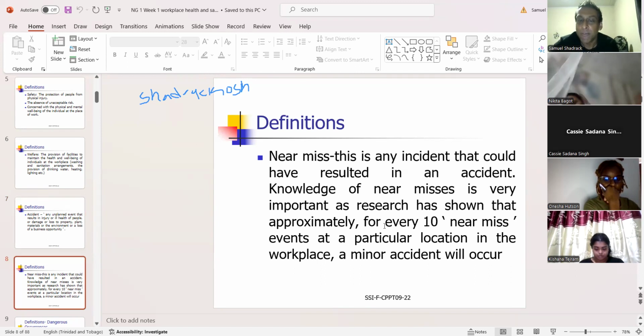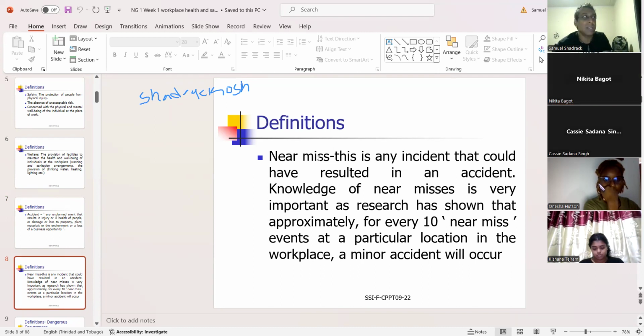So we have what is a near miss. A near miss is an incident that could have resulted in an accident. I read it like that because a lot of people mix them up. They say, okay, we had an incident or we had a near miss. Well, an incident is really like a near miss. An incident is not an accident.